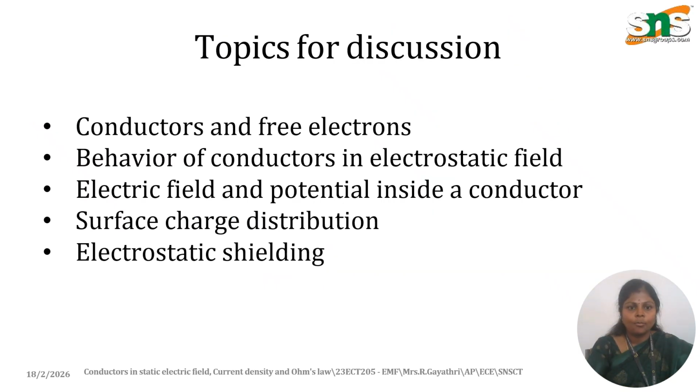Coming to the topic for discussion, we have to discuss the behavior of conductors in an electric field, what the electric field and potential inside the conductor are, what the surface charge distribution present in the conductors is, and electrostatic shielding for the conductors. In the charge distribution, there are three types: line charge, surface charge and volume charge. The volume charge will be 0 for the conductors and surface charge will be present for the conductors.